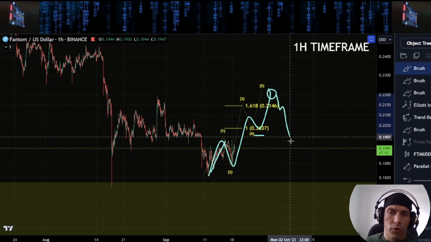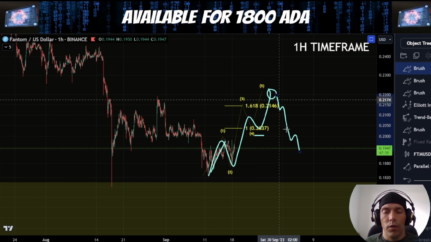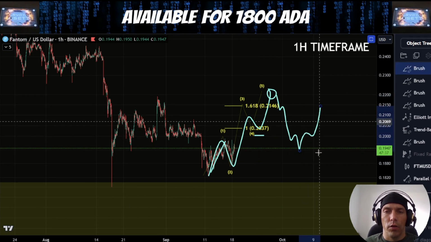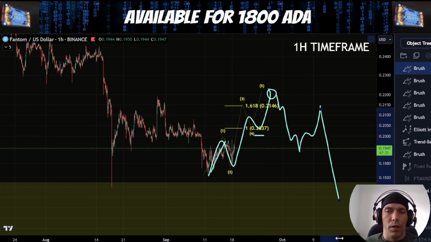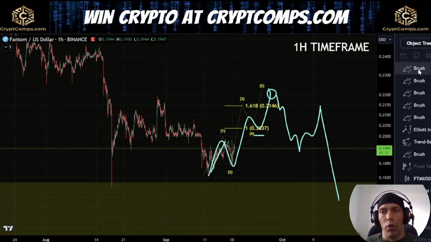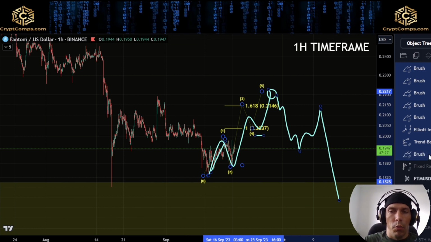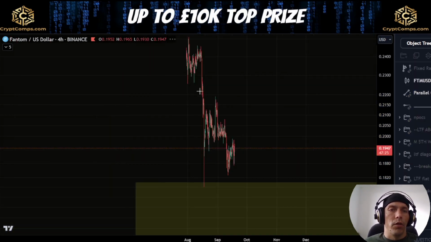A 5-wave structure to the downside could be the first indication that we're going to see this continue to extend to the downside, where we get 3 waves up, and then we continue to break down and take these lows out, getting rid of that bullish count that we've got here. And that would then mean that obviously we are looking for those lower targets to come.